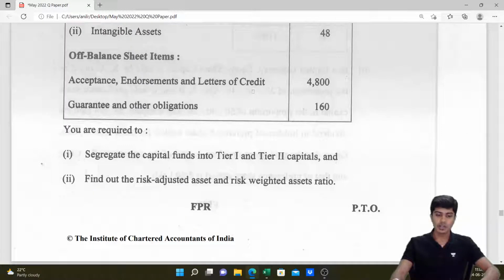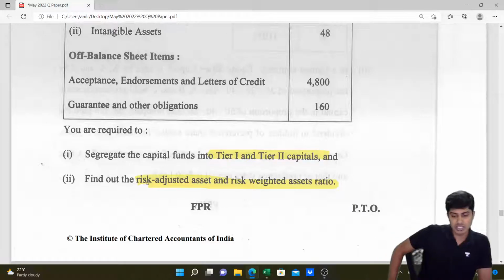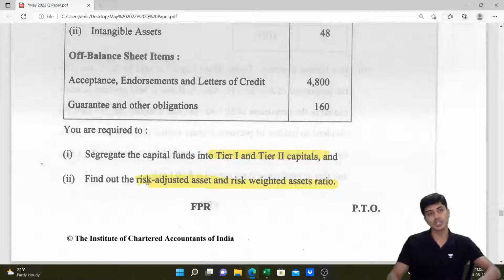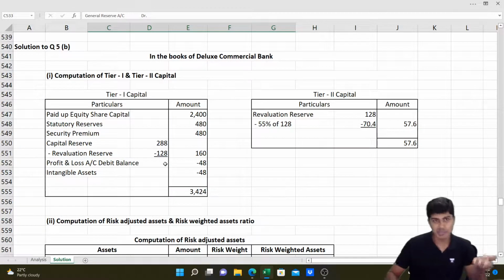You are required to segregate capital funds into tier 1 capital and tier 2 capital. Fantastic. Find out risk adjusted and risk weight assets ratio. Okay, they want us to identify risk adjusted assets and risk weighted assets ratio. So let's do that. So tier 1 capital and tier 2 capital. You must be aware, we've discussed this in banking company.